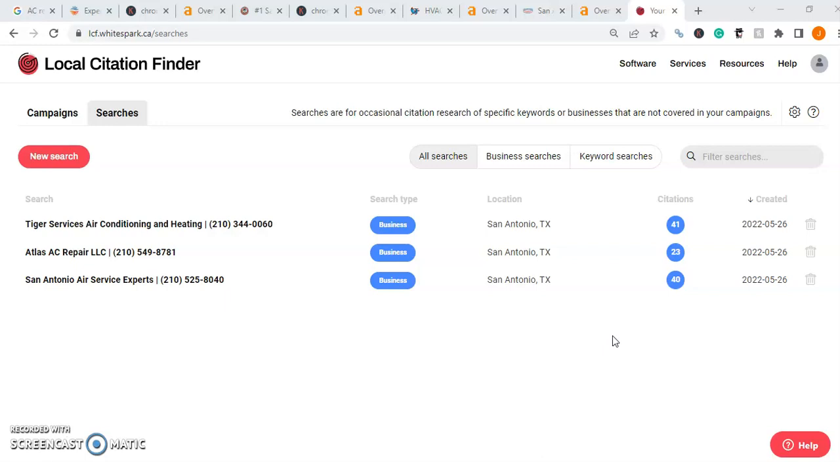So this is definitely something to think about because there's a lot of potential out there if you can rank number one in both. But once again, this is all I have for you in this video.